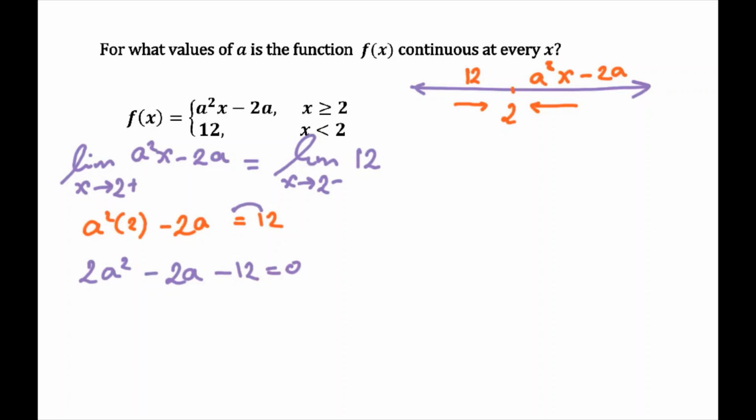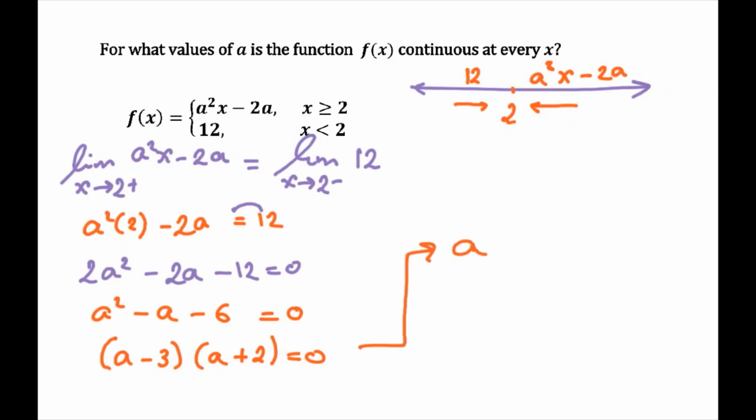It's very clear that 2 is a common factor. You can divide the whole equation by 2. You're going to get, now you can factor it. So it's either a equal 3 or a equal negative 2. So if a equals 3 or negative 2, the function will stay continuous at every x.